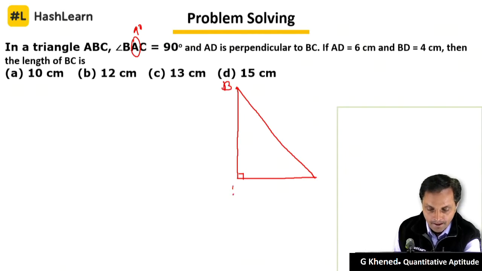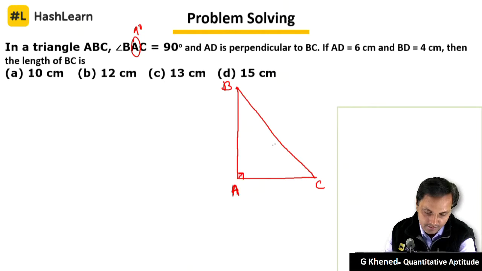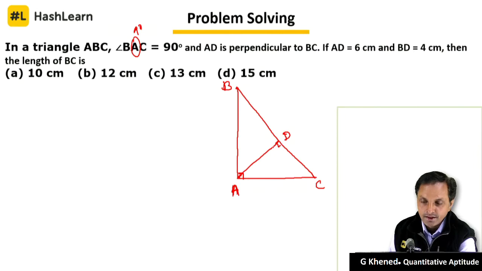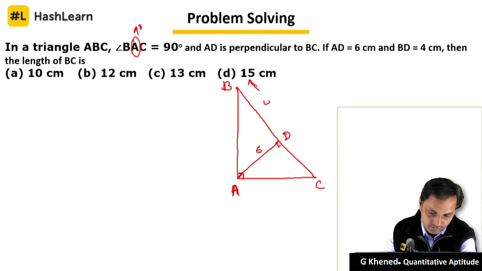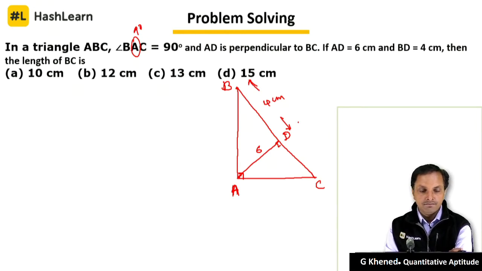So BAC, and you are marking angle A to be at 90 degree, AD is perpendicular to BC. So this is BC, and if you drop a perpendicular, it will be like this. We name it as D, and AD is given as 6 centimeter and BD length is given as 4 centimeter. Only this length, and they are asking you to find the length of BC.